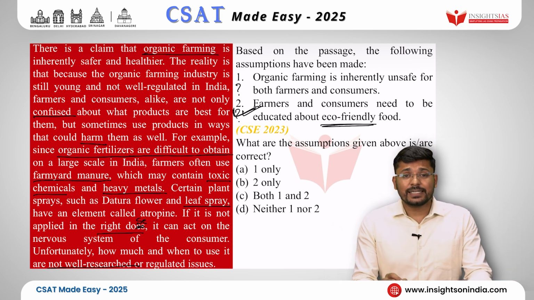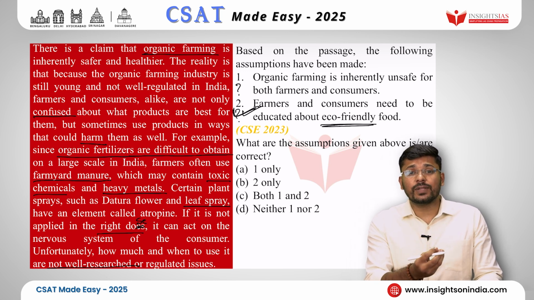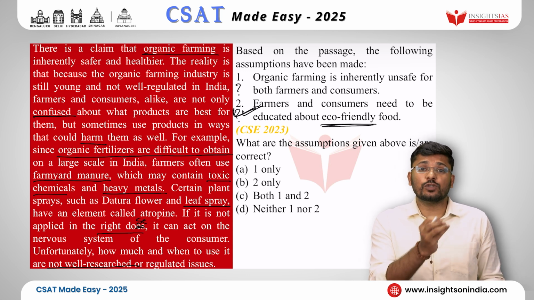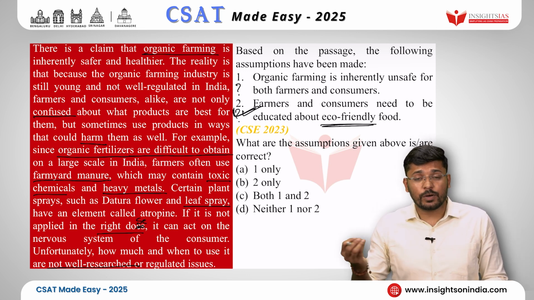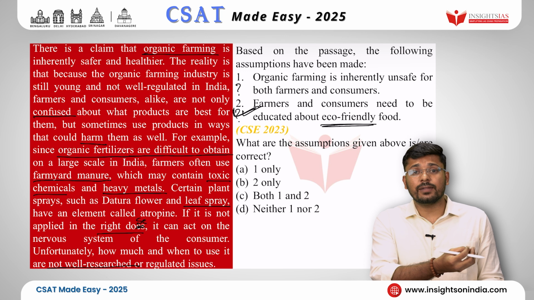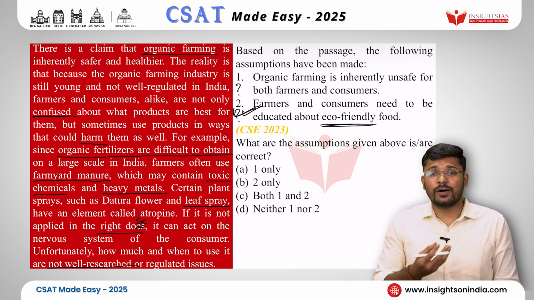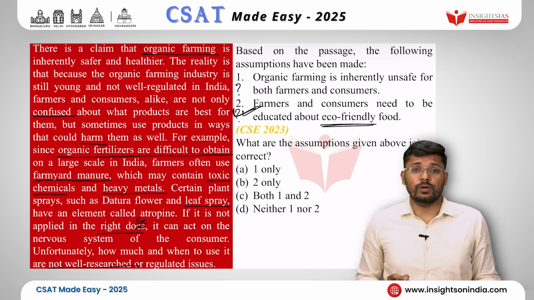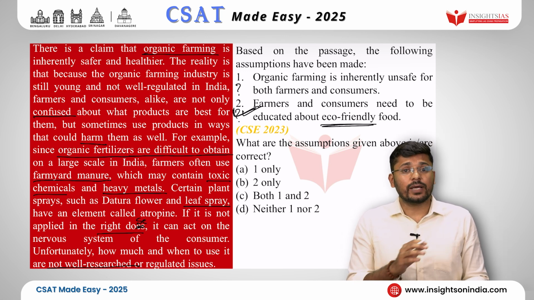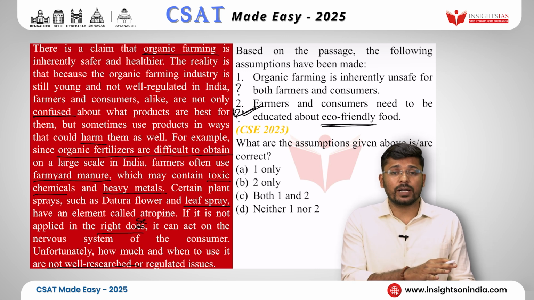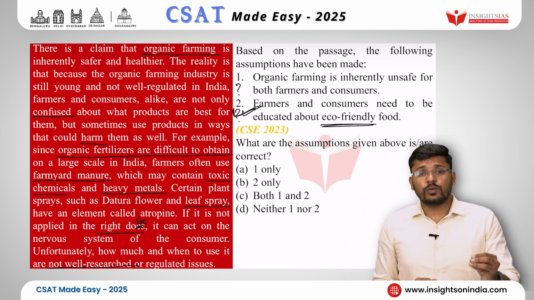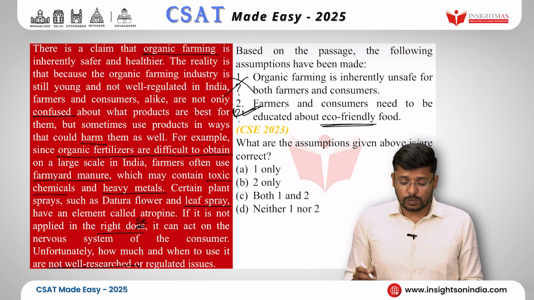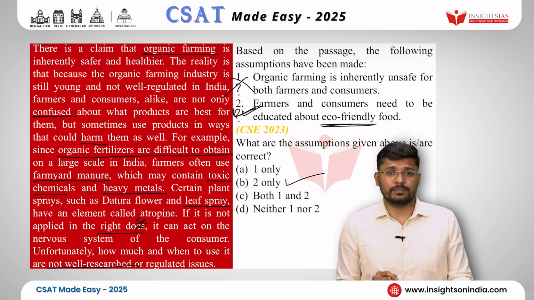No. The author says that because of their lack of knowledge and their confusion, they have made it harmful for themselves. But organic farming is not by itself harmful. Because of the lack of knowledge, the farmers and consumers are using harmful products, but it is not in itself harmful. The author is not stating that organic farming is bad, or that we should leave organic farming. He is merely stating that because of lack of knowledge of organic farming, people are using harmful things. So we will reject assumption 2. So what will our answer be? It will be 2 only.